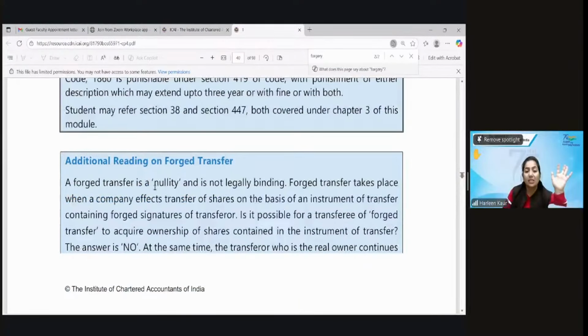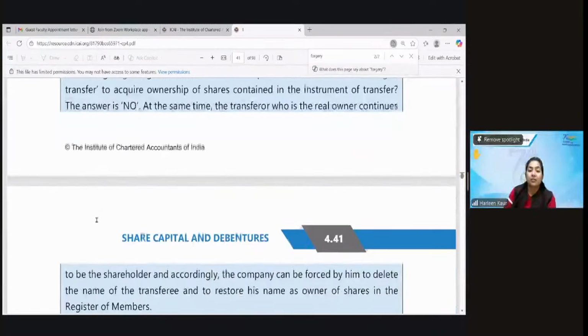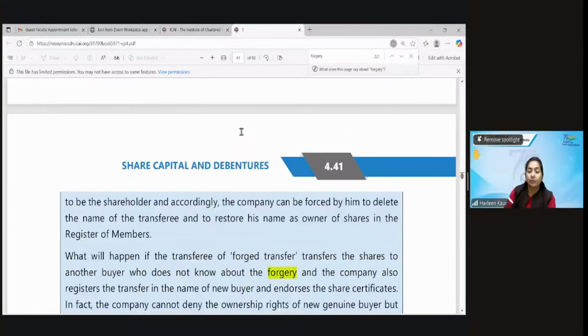A forged transfer is a nullity and is not legally binding. It takes place when the company does any transfer of shares on the basis of a document containing the forged signature of the transferor. Is it possible for the transferee to acquire ownership? No. He will not get the ownership. यहाँ पे लिख लो, जहाँ पे लिखा है he will not get the ownership because only a person who is holding a valid title can pass the ownership. The transferor is the real owner of the shares, and accordingly, the company can be forced by him to delete the name of the transferee and restore his name as the owner of the shares in the register of members.